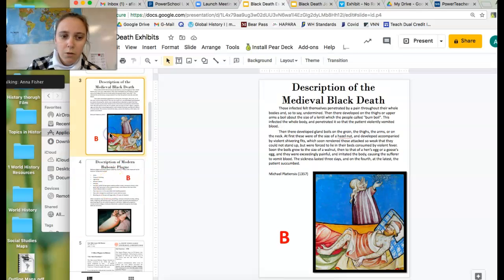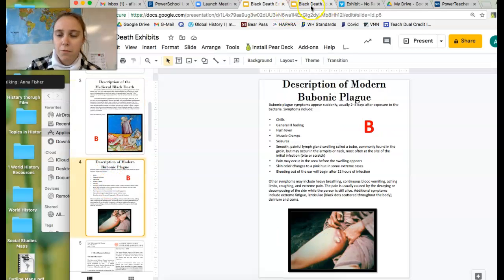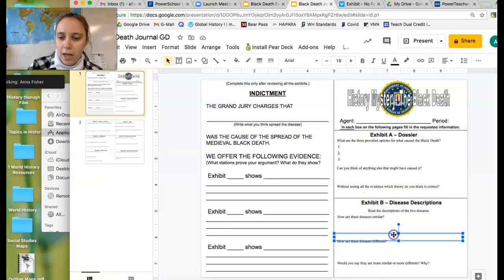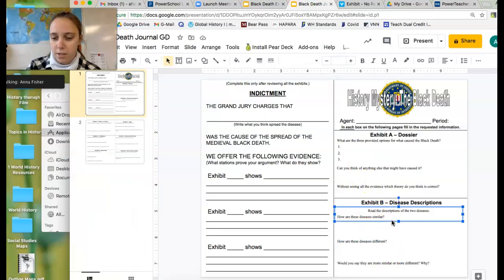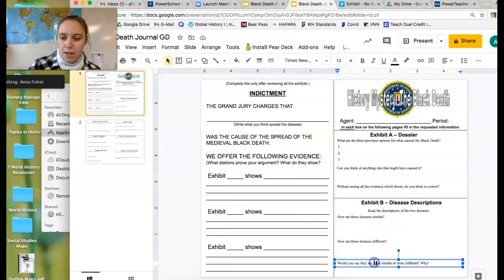So it is still a thing, and it being still a thing, you can find modern day symptoms of it. So what you're going to want to do is on slide 3 and 4 here for B, you're going to answer how are these diseases similar, how are these diseases different, and what would you say they are more similar or more different to each other. Go ahead, pause me and do that.